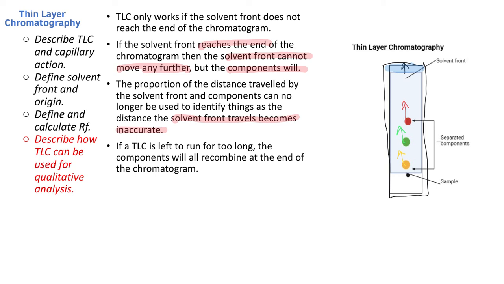So the solvent front value becomes inaccurate, and therefore you can't solve anything with RFs. If you leave this TLC running for too long, all the components will recombine at the end of the chromatogram, because at some point this red one will reach the end and stop, then the green one will reach the end and stop, and then the yellow one will reach the end and stop as well, and then they'll all recombine at the end. So make sure that your thin layer chromatograms don't allow the solvent front to reach the end, otherwise they become useless. And that's it. Adios.